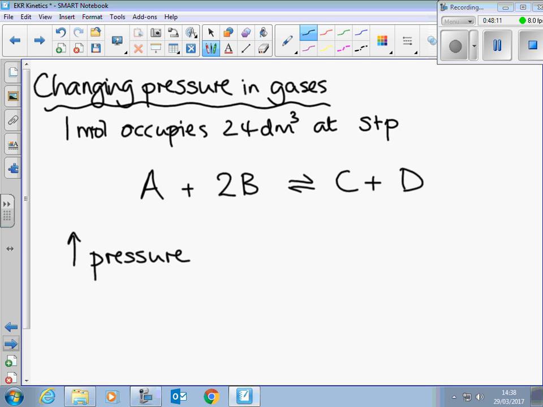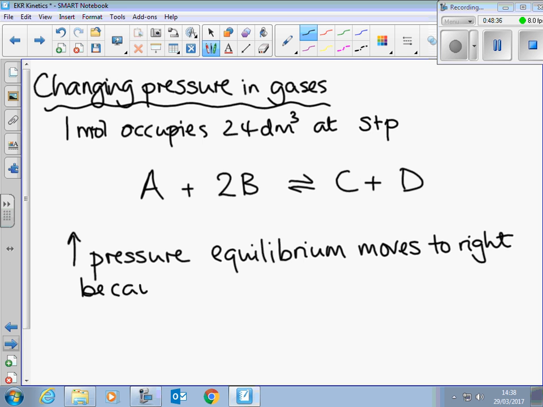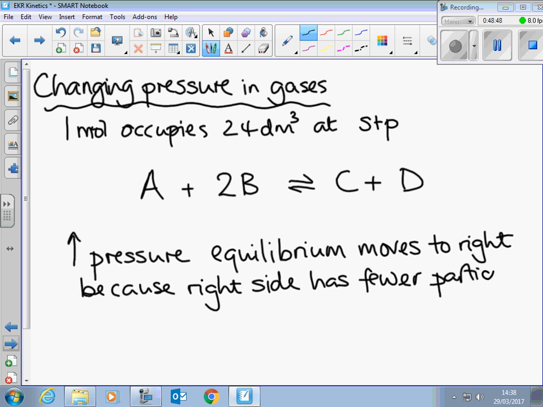So increased pressure, the result of that is, I'm trying to think of the best way to write this. Equilibrium moves to the right because right side has fewer particles and that will reduce pressure.